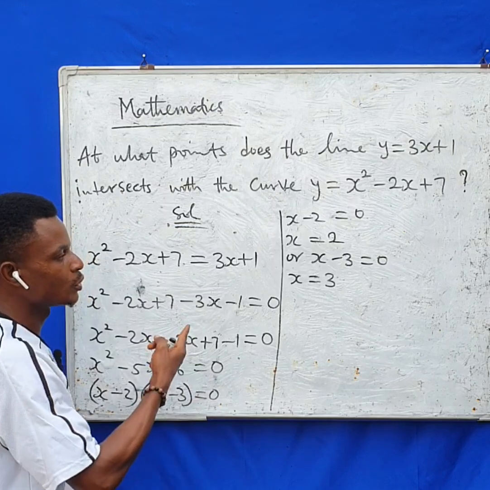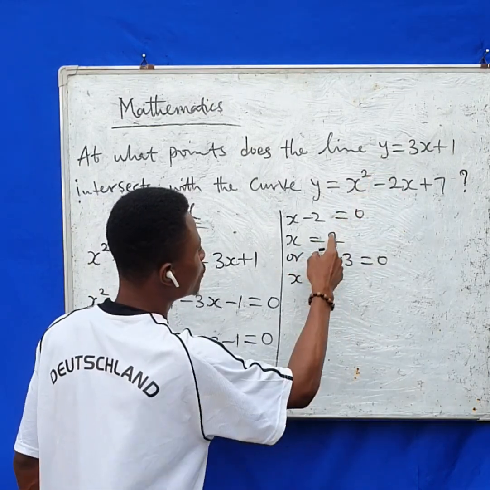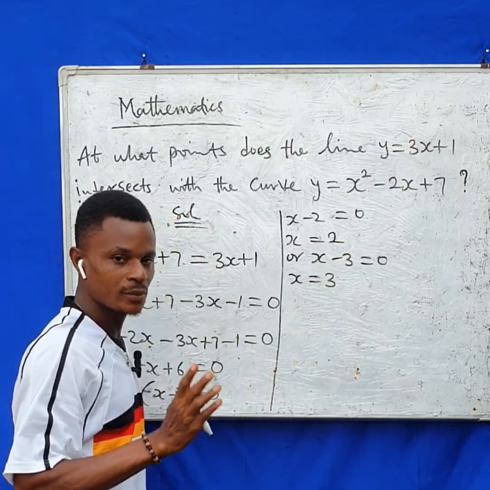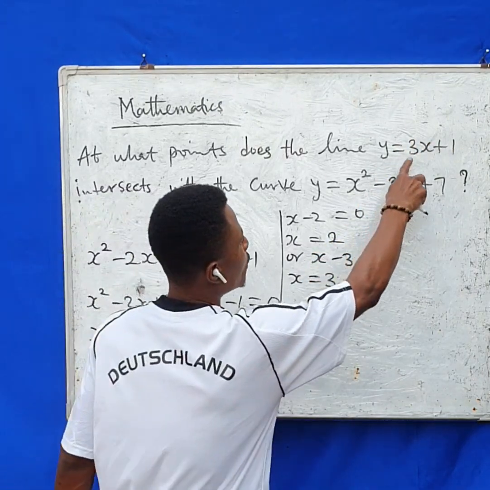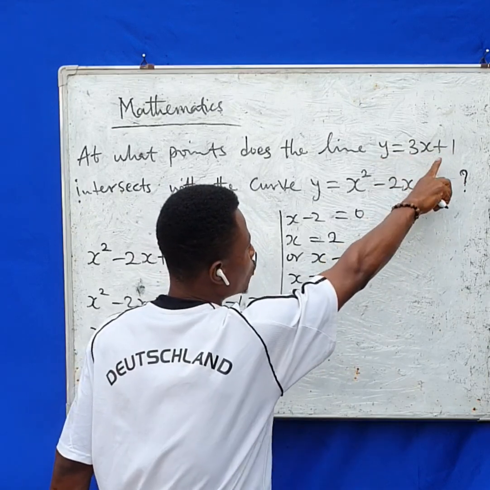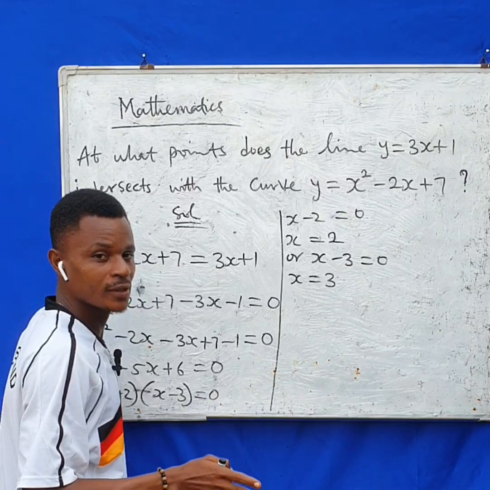Now let us find the corresponding values of y. You can substitute these into either of these equations, you get the same answer. But I think it will be easier to do that here because this one is simpler. This is a linear equation, so this one is easier than this. But whichever one you use, you get the same answer.